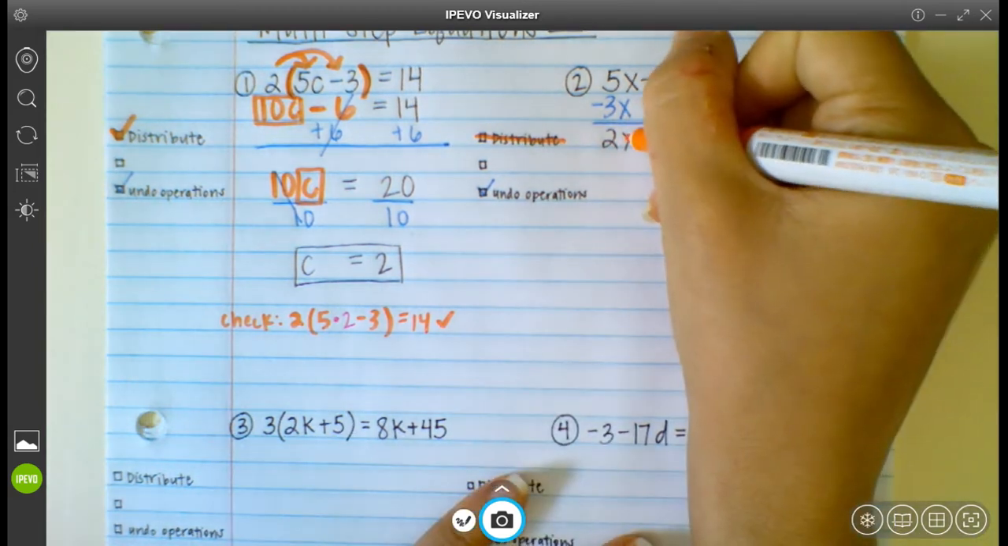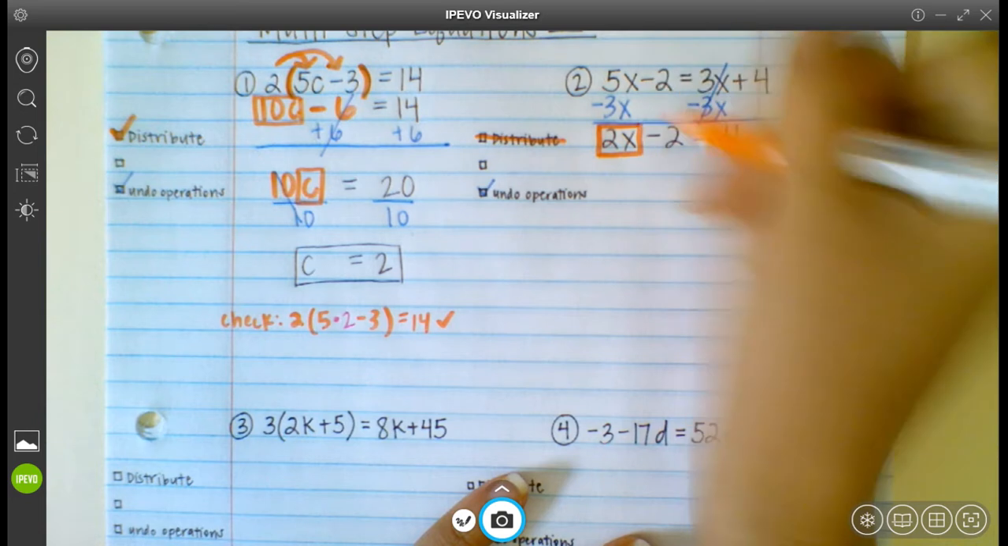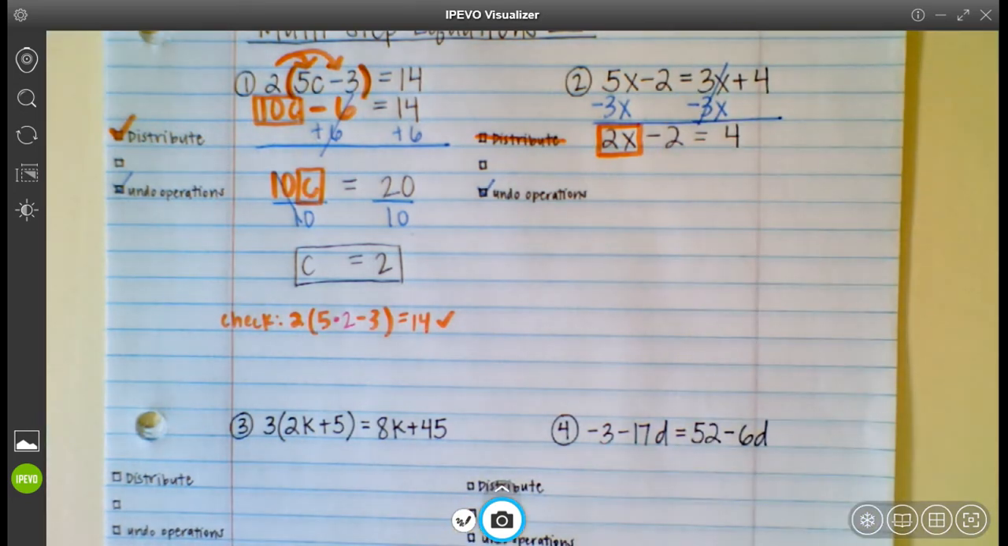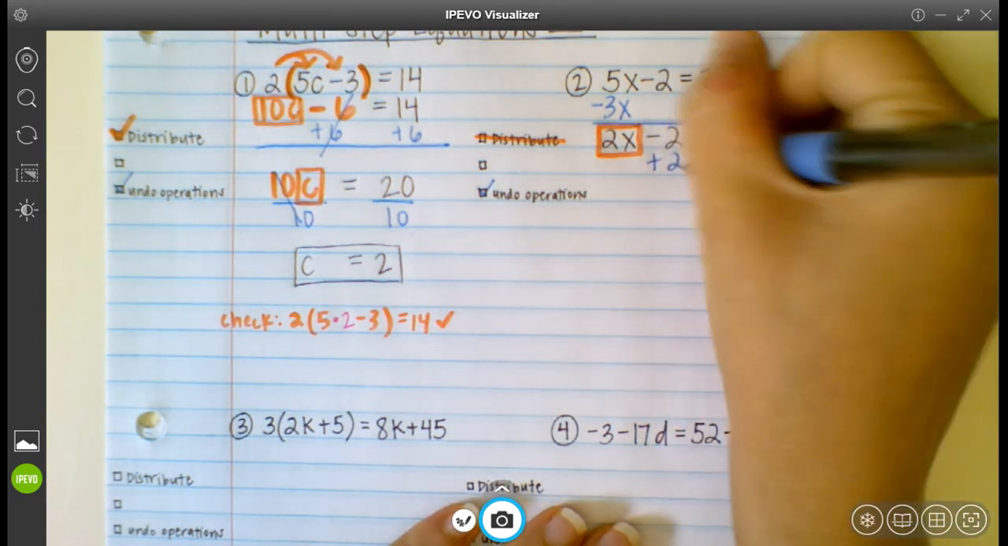So notice my x is here and it's partnered with a 2 directly in front of it. So we're going to box that step and we are going to undo these operations again. So instead of subtracting by 2, we are going to add by 2.